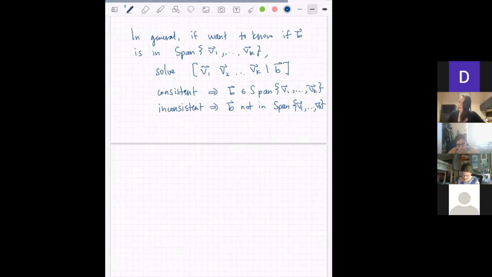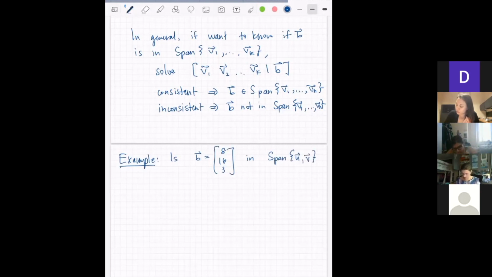Okay, so let's do an example, right? So the question is: is this vector b, 8, 16, 3, in the span of u and v, where we have u is 1, 2, 6, and v is -1, -2, -1. Okay.